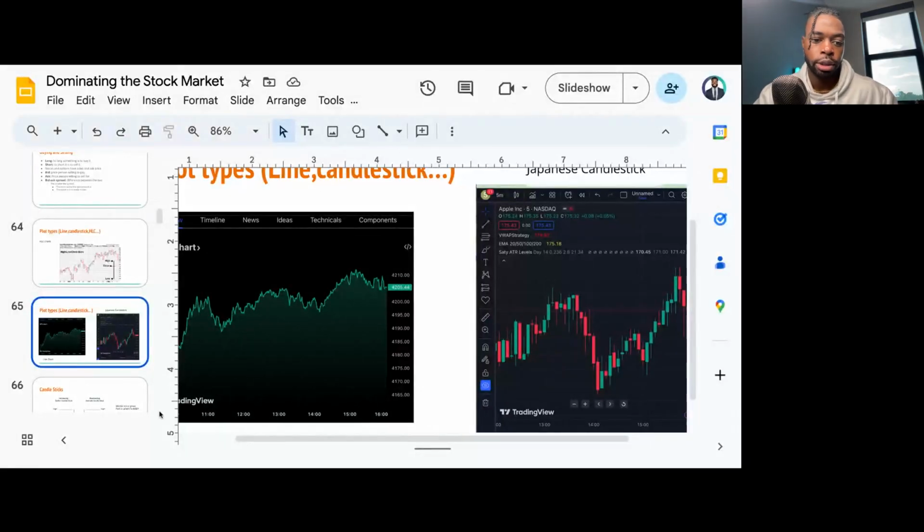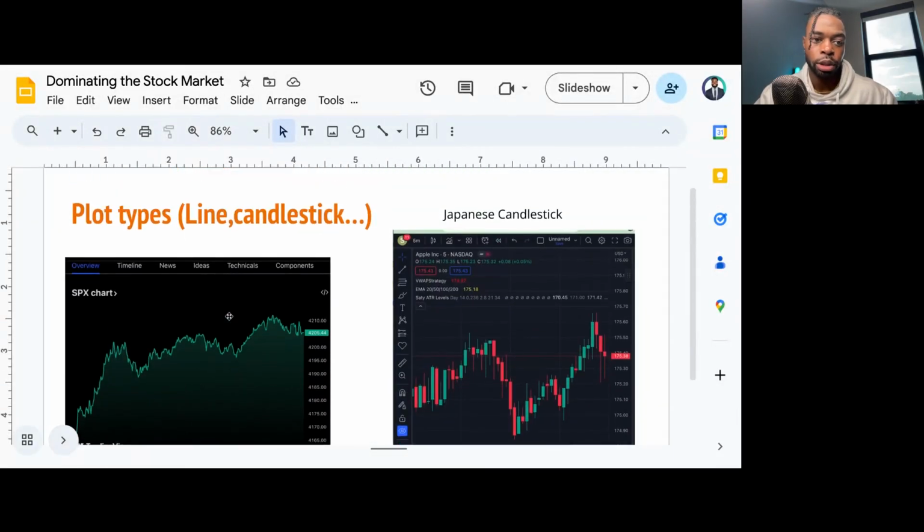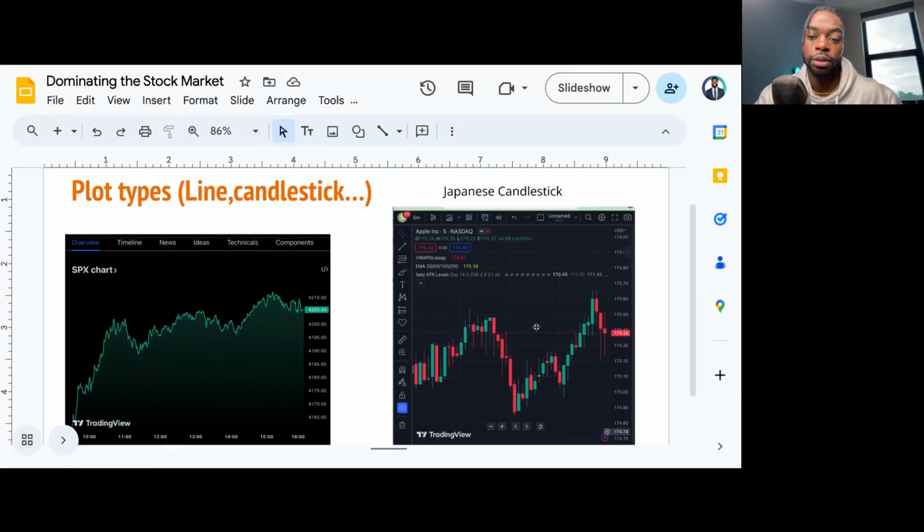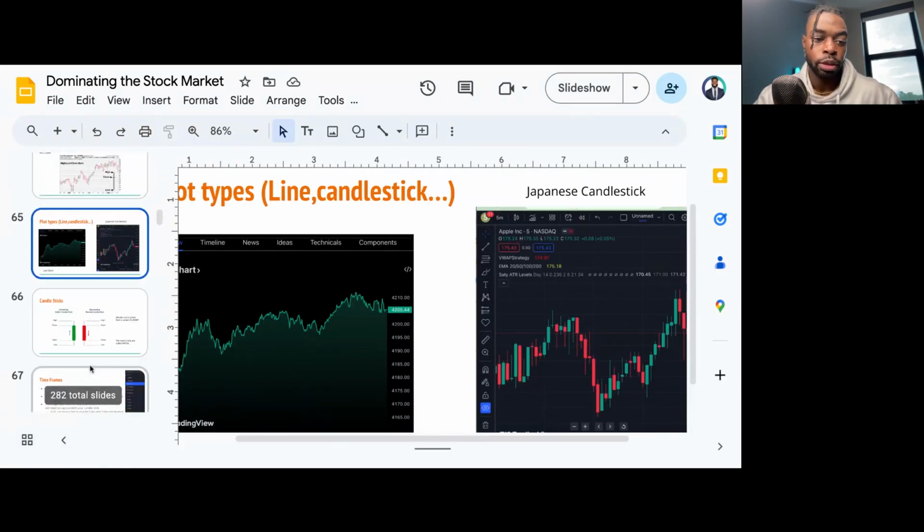Okay, we're gonna get right into it. And in order to understand candlestick patterns, we need to understand what the most common chart is. The most common chart is a Japanese candlestick chart, and that's used throughout the United States as well as across the world. So let's get right into it.